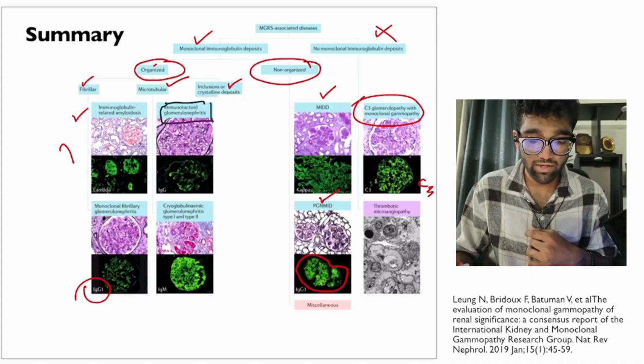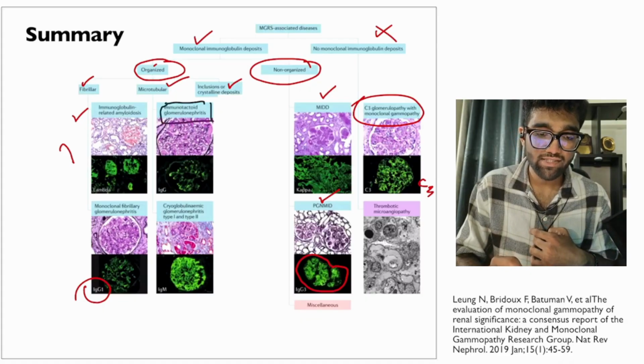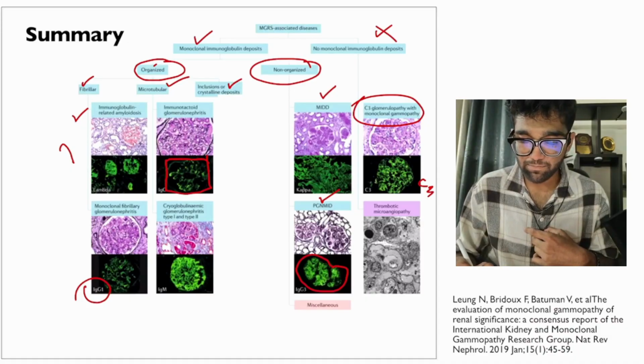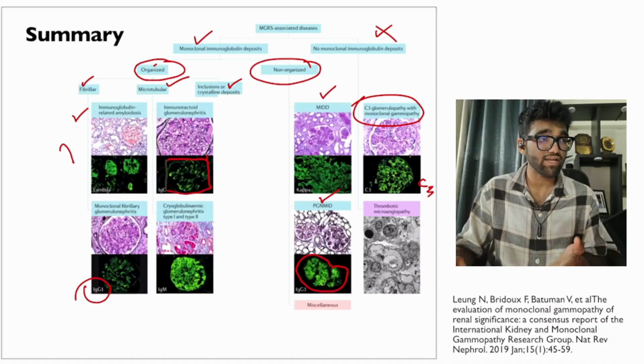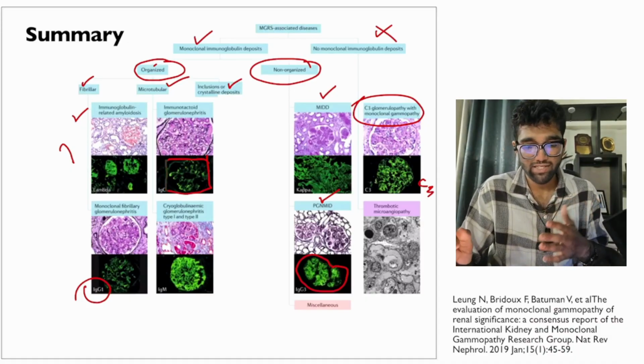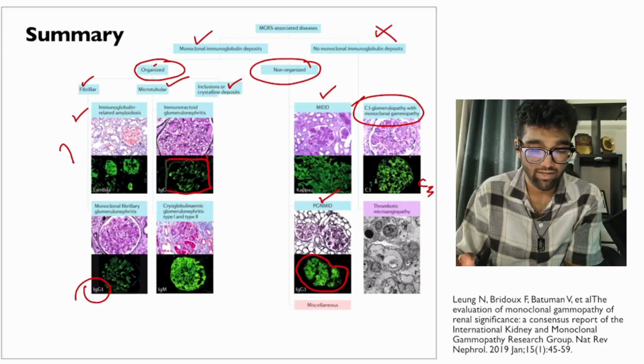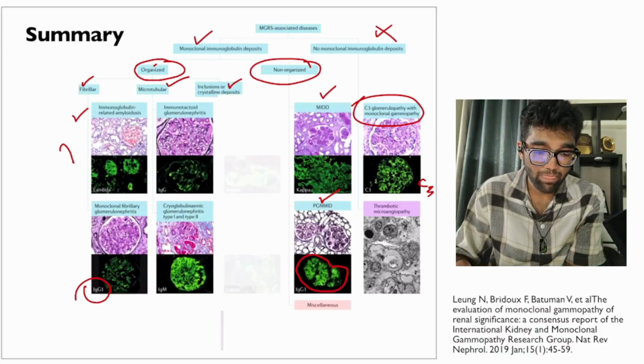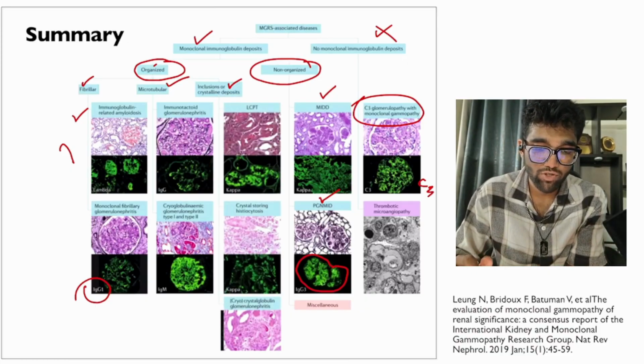Now, immunotactoid glomerulonephritis is a full-fledged immunoglobulin deposition, so it is IgG. Cryoglobulinic is invariably IgM deposition, as we will discuss when we discuss glomerulonephritis. And that is what we've shown with immunohistochemistry.